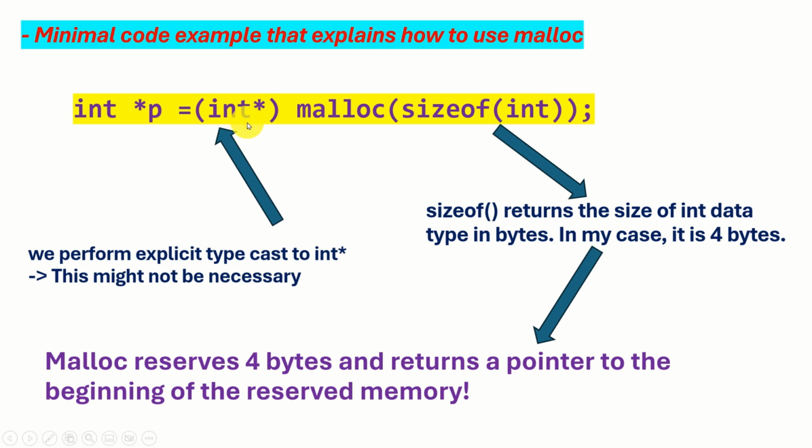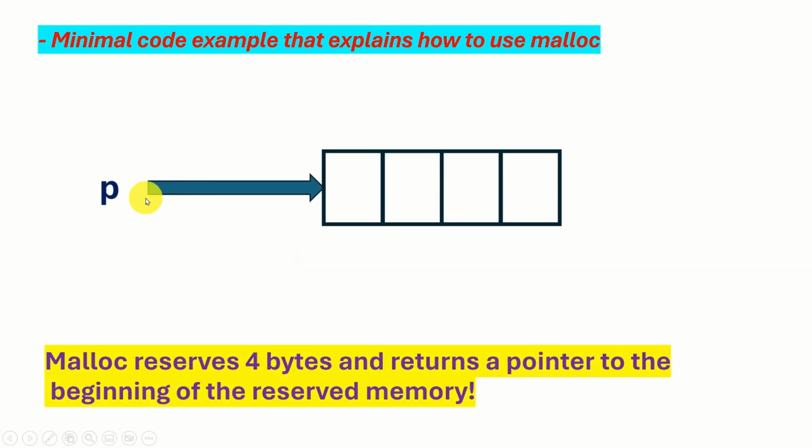However, this might not be necessary, and often by reading someone else's code, you will see that this person simply doesn't type this. However, you should know that a conversion is being performed since the malloc returns a void pointer, and this pointer is stored in our pointer p. Graphically, p will now point to the beginning of the memory space reserved by malloc.